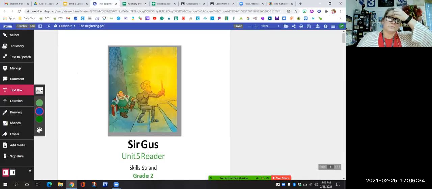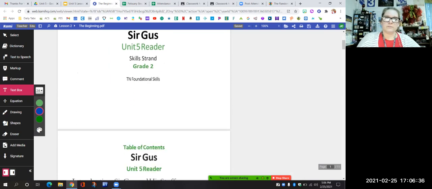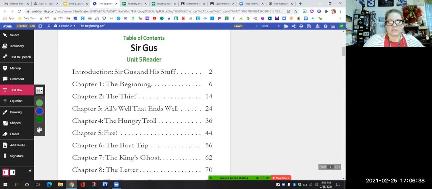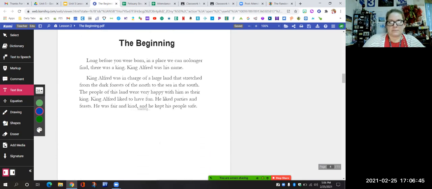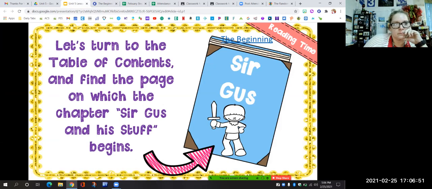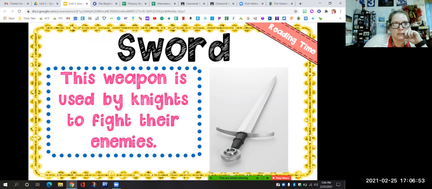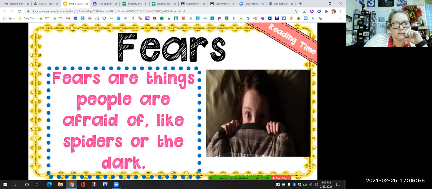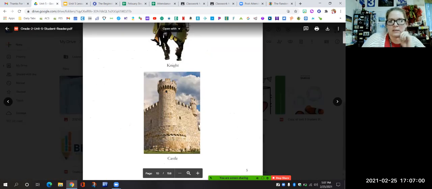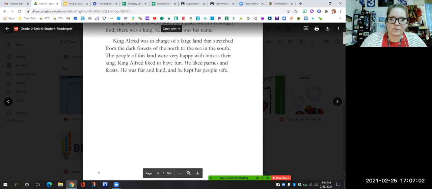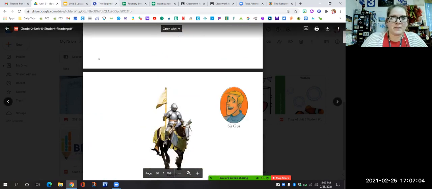Oops. All right, here we are. Sir Gus and his stuff starts on page 2. All right. Is my computer about to die? Hold on one second. I need to go back. No, I don't need to go back. Let me see. I don't think that I put this page on here. Nope, that's right. It goes right to the beginning. Okay. Thought I made a mistake there.